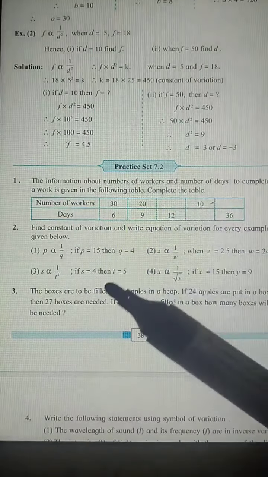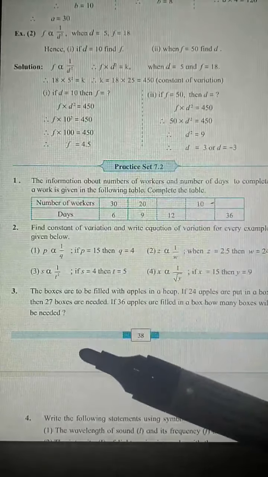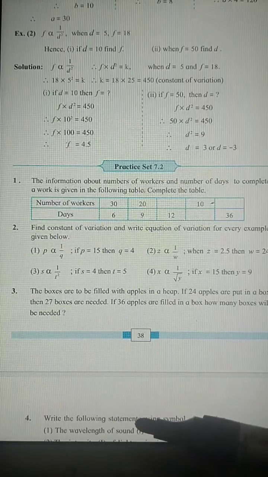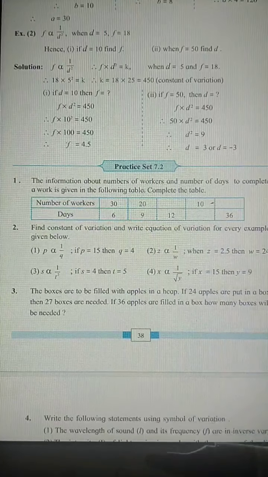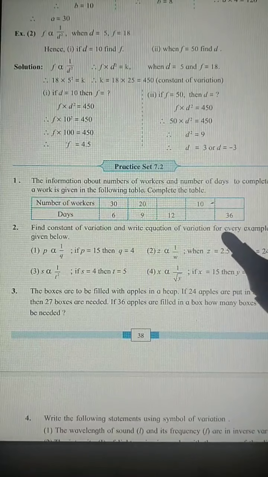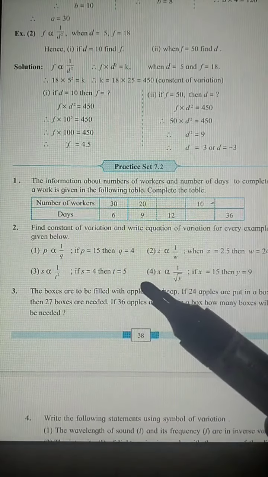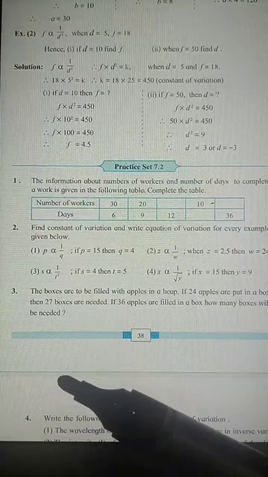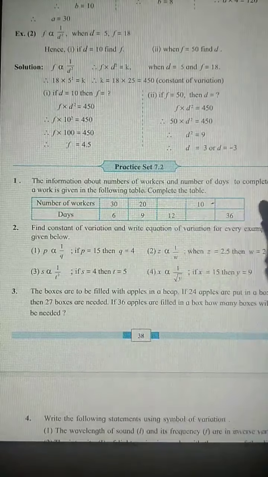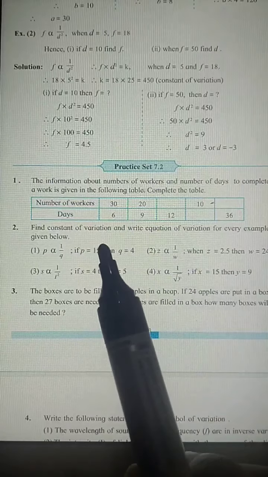Correct? So, one quantity increases. As the number of workers increases, the number of days decreases. One increased, the other decreased, which means it is inverse variation. So you have to use your common sense and decide which variation this example is. If it is direct, you will divide. If it is inverse, you will multiply and get the constant.